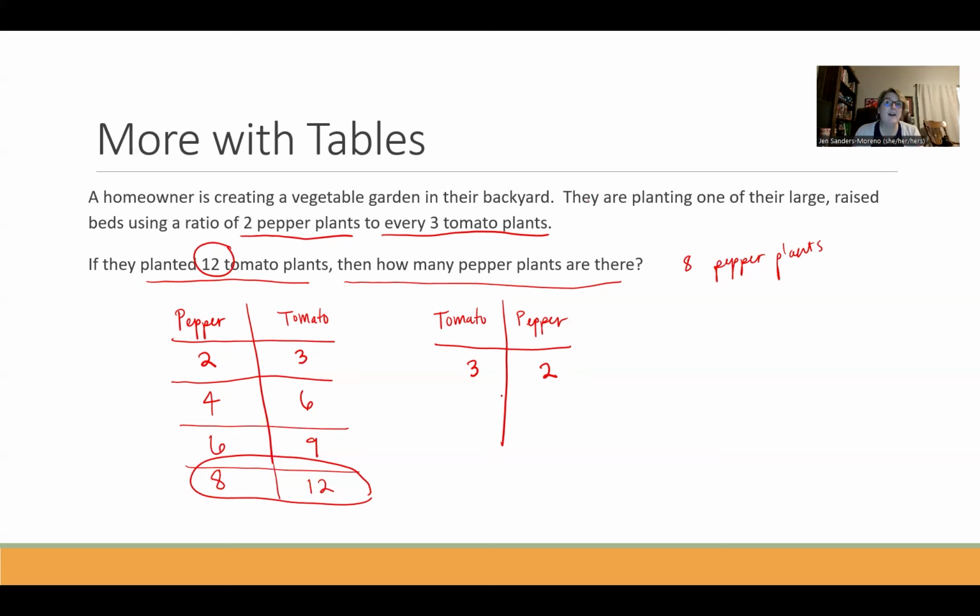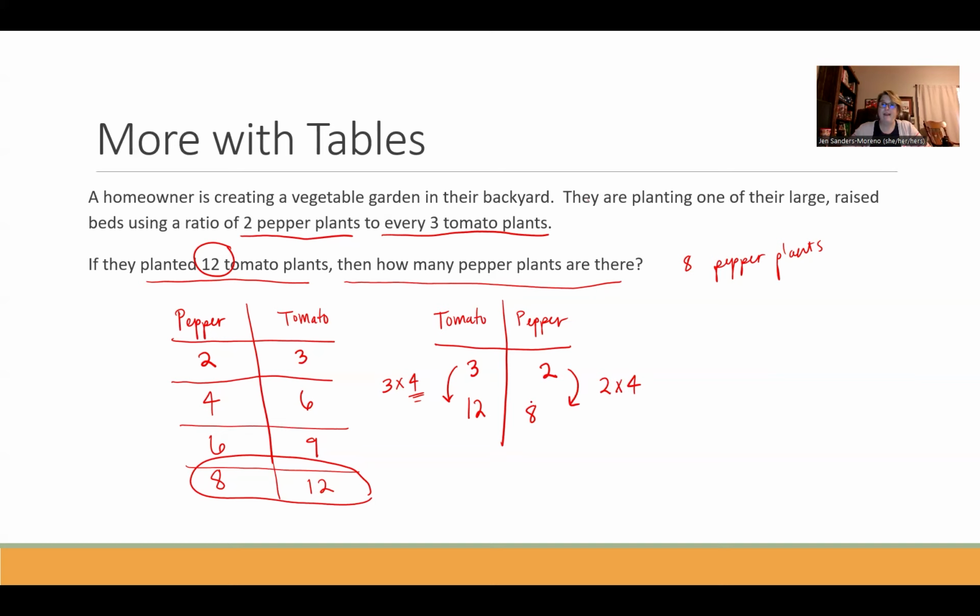If you want to try the kind of shorter version that uses more kind of algebra skills, then we're asking, hey, I want 12 tomato plants. So how many times did I have to add 3? They could sit there and add 3 over and over again, or think about 3 times what gets me to 12. So 3 times 4 gets me to 12. So to balance it out, I would have to add 2 4 times, which is the same thing as 2 times 4. So we got the same answer.